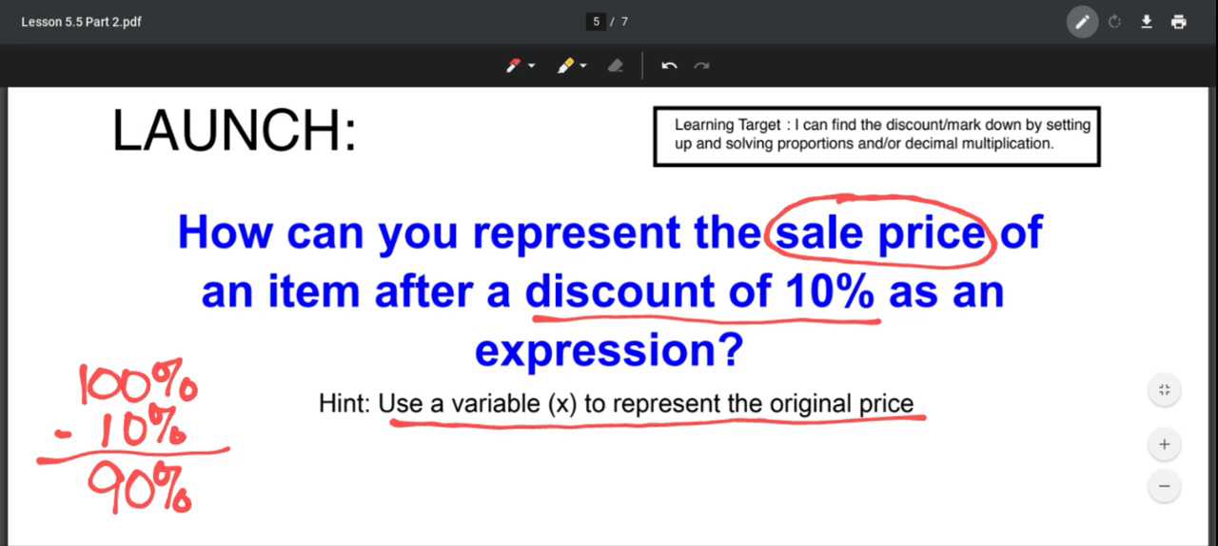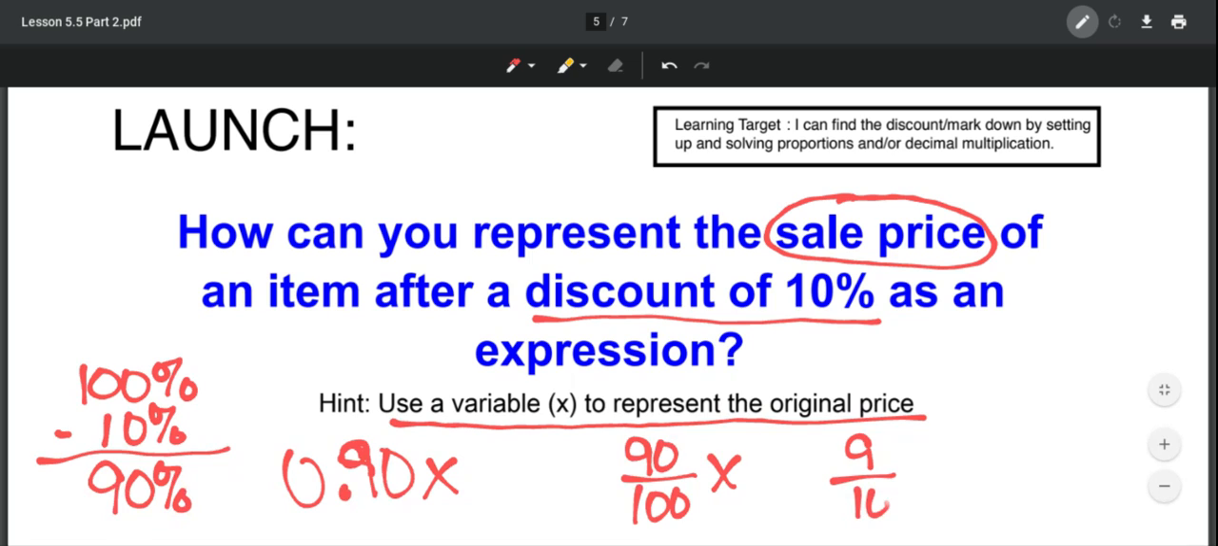So, in order to use an expression, we would say that 90%, or 0.90x, is what our sale price would be. Another way that we could write that is as a fraction, 90 over 100 x, or reduced, it would be 9/10 x.